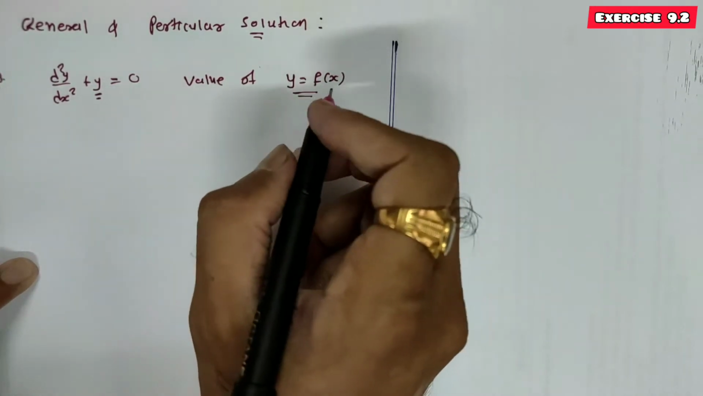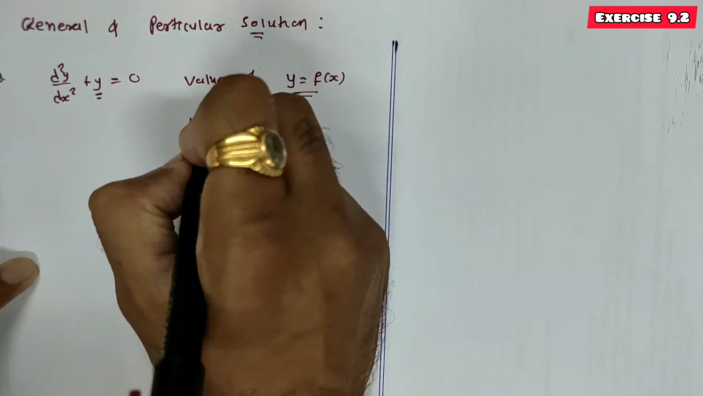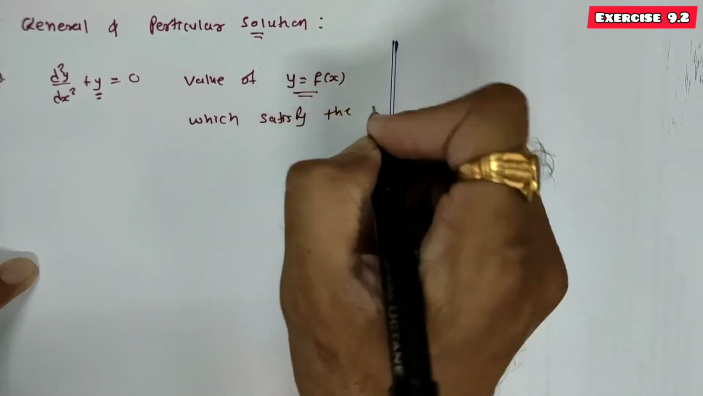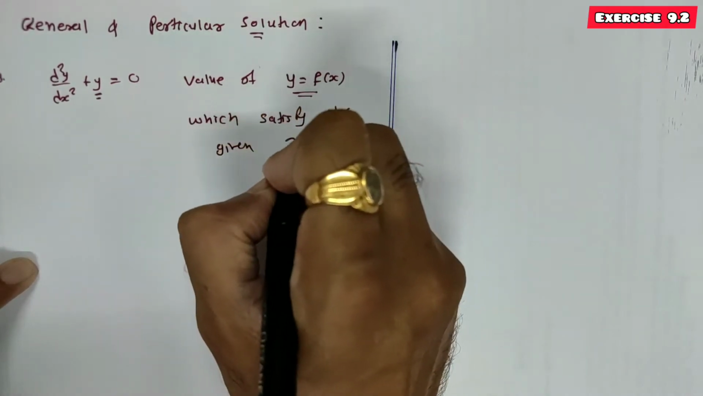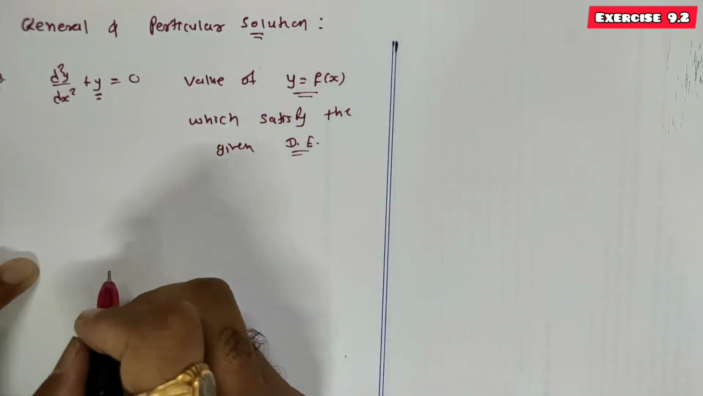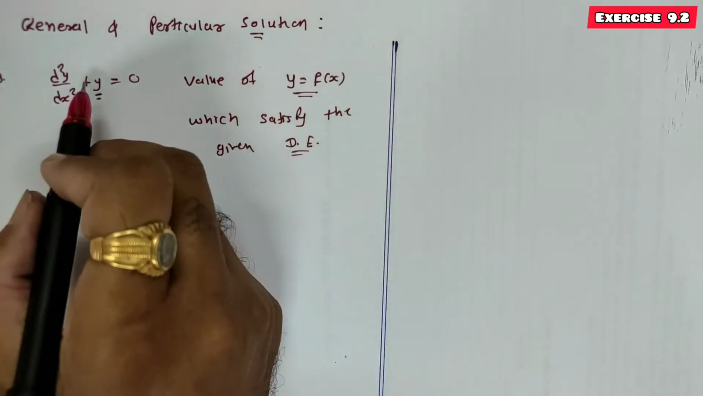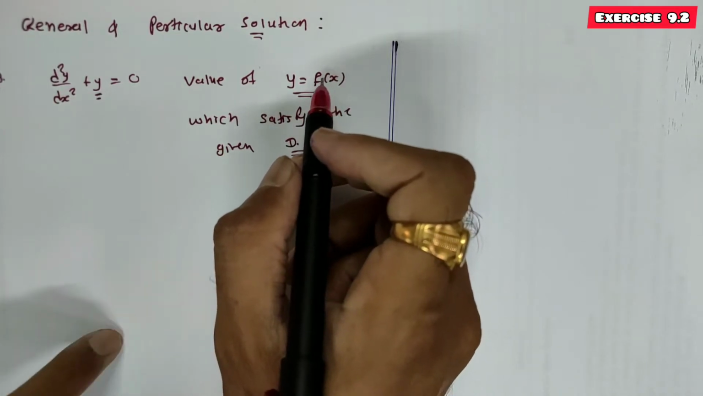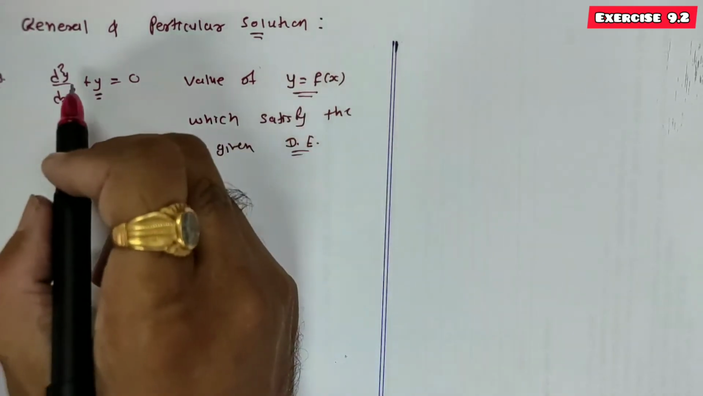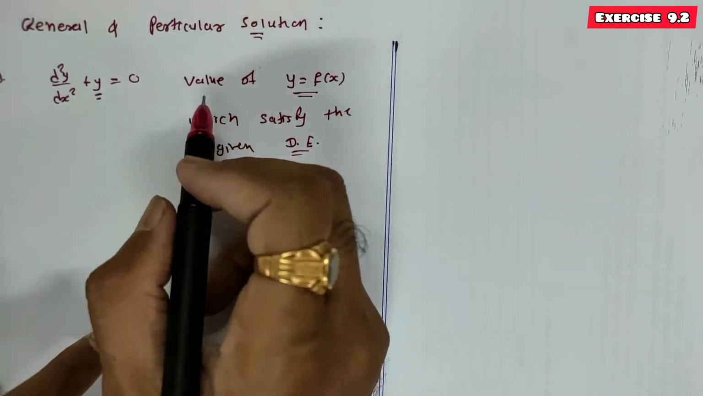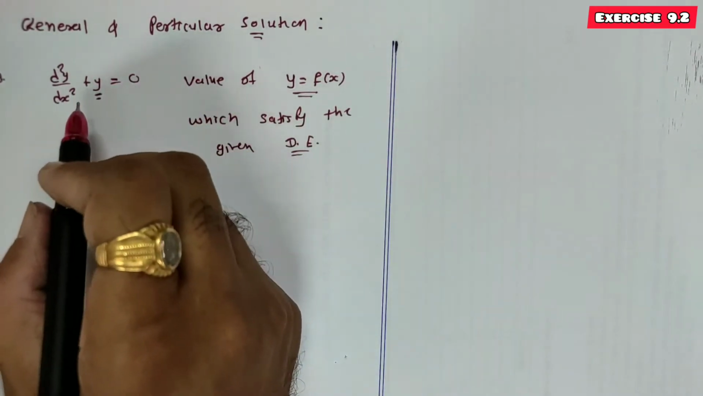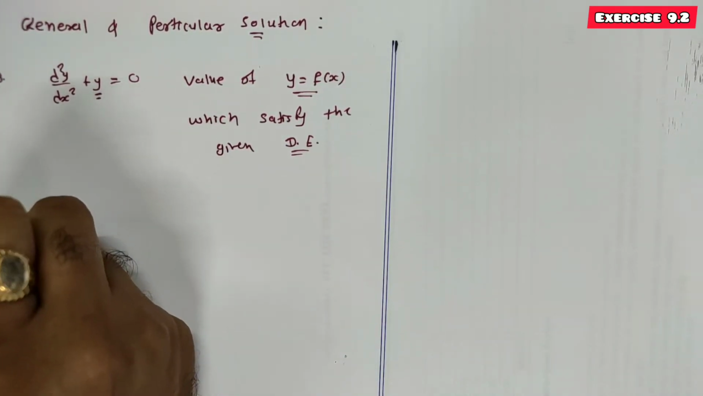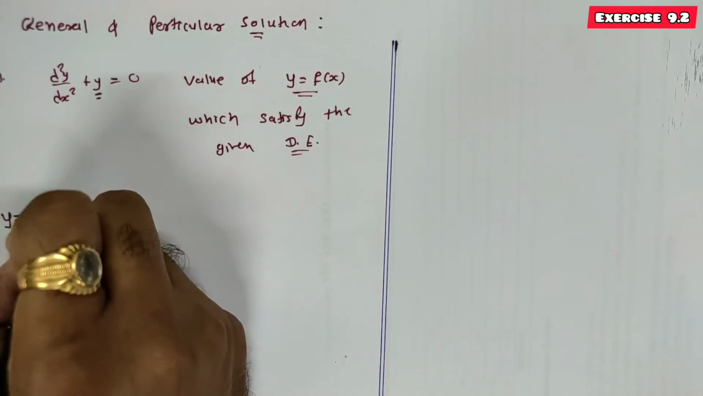So we are finding the values of y equal to f of x which satisfy the given differential equation. That means for the solution of this differential equation, we are getting one function f of x. The value of that function and all its derivatives will satisfy our equation. That value of y is known as the solution of this differential equation. For example, if we have y equal to a sine x plus b.